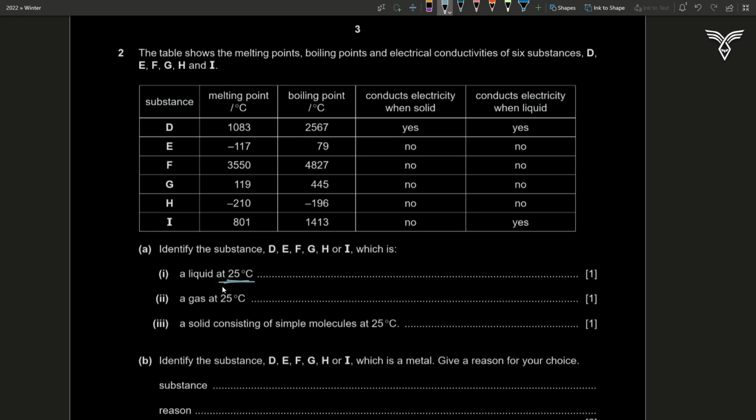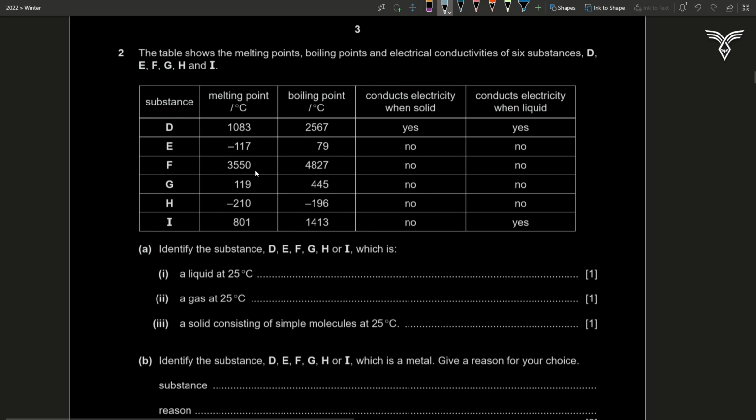طيب خلينا نشوف. عشان حاجة تكون liquid at room temperature لازم تكون ما بين الميلتنج بوينت والبويلنج بوينت. يعني لازم 25 دي تكون ما بين الميلتنج بوينت بتاعتها والبويلنج بوينت بتاعتها. ليه تكون أعلى من الميلتنج بوينت؟ عشان تكون in a liquid form وما تكونش solid. وليه تكون أقل من البويلنج بوينت؟ عشان تكون liquid وما تكونش gas.